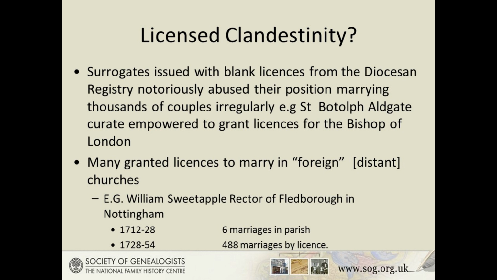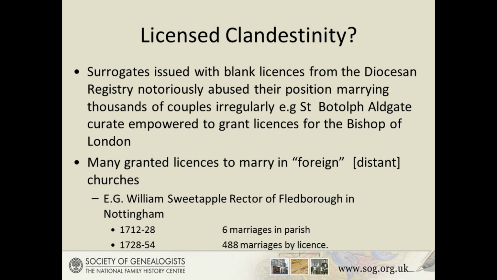Sometimes vicars, acting as surrogates or agents of the diocesan registries, abused their position and issued licences to those they technically shouldn't. The curate of St Botolph, Aldgate, was notorious for issuing thousands of such licences, but this nefarious activity wasn't confined to London or other big cities. William Sweetapple, the rector of Fledbury in Nottingham, was another who was known for performing a speedy, irregular marriage by a licence that he issued himself.